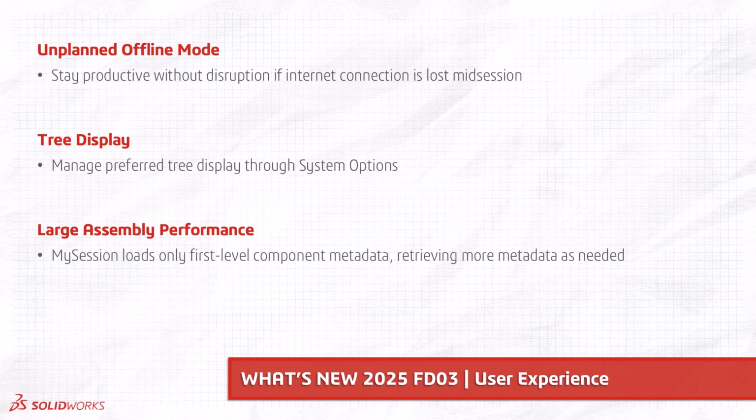In FD03, we saw the ability to further customize the feature tree through the system option dialog, and also increased large assembly performance. My session will only load first level component metadata initially, retrieving more only when needed. Finally, FD03 saw further improvements when working offline in SOLIDWORKS Connected. Now, we can stay productive without disruption if internet connection is lost mid-session. And that wraps up the enhancement highlights for 2025.